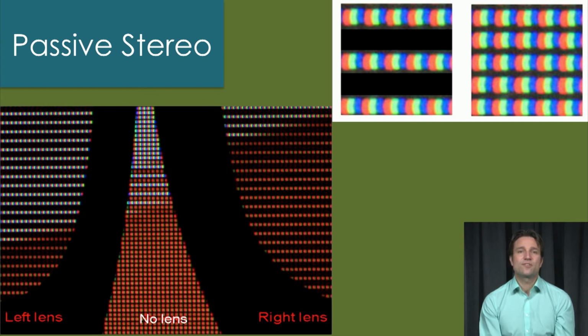The larger picture at the bottom left shows a passive stereo TV viewed through the glasses, where one set of pixels is seen through the left lens, and the ones in between are seen through the right lens. In between the lenses, all pixels can be seen because no filter is in front of them.